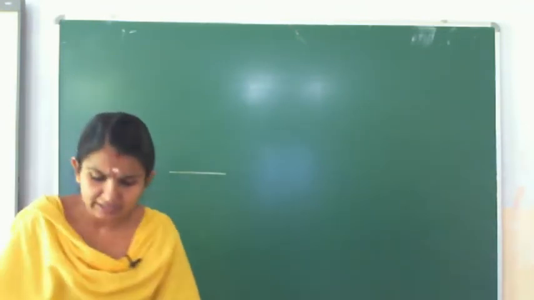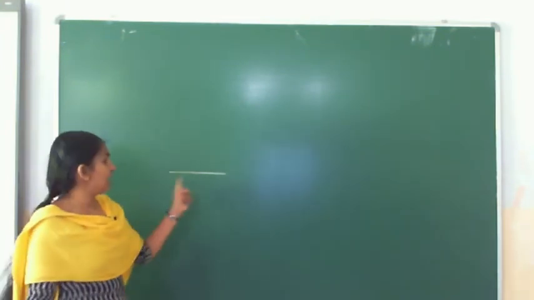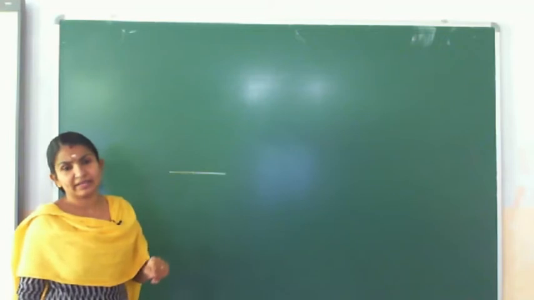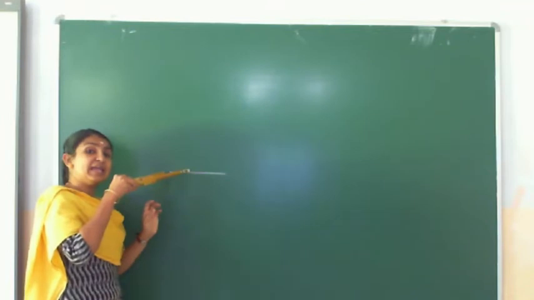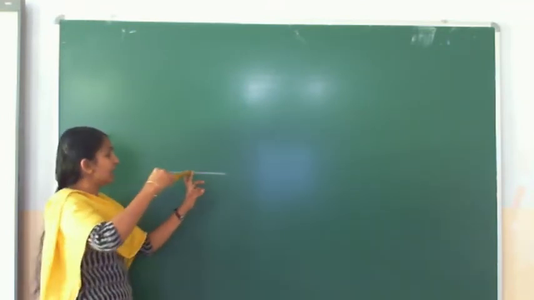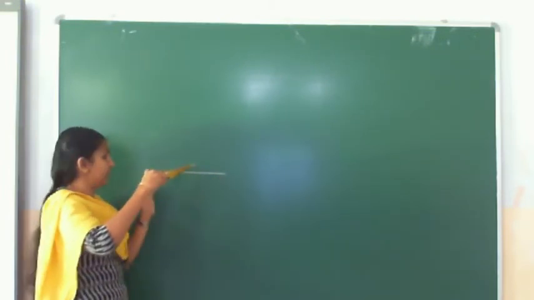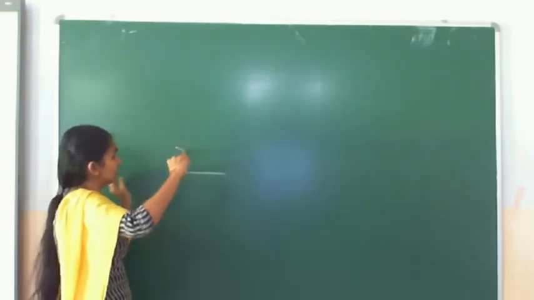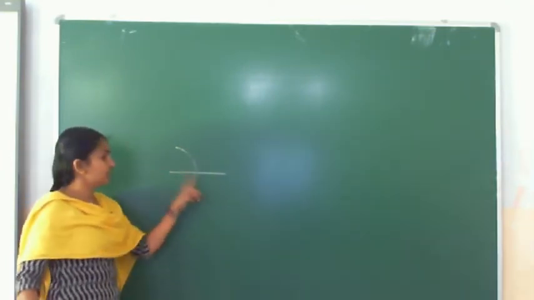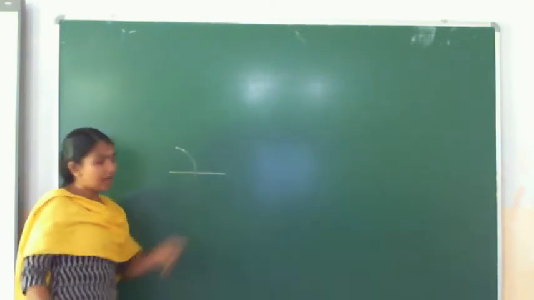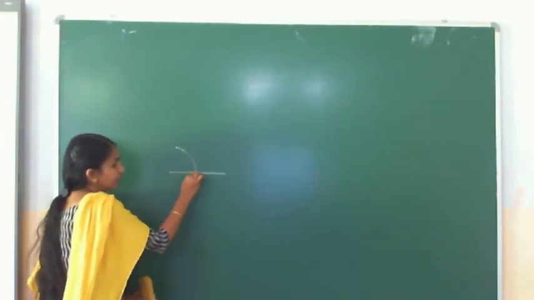After that, what we need, take our compass. At one point, either of these two endpoints, we have to keep our compass. Take any radius in your compass and then cut this line segment with an arc. So, with an arc, just cut this one. Now, this arc meets this line segment in a point here.